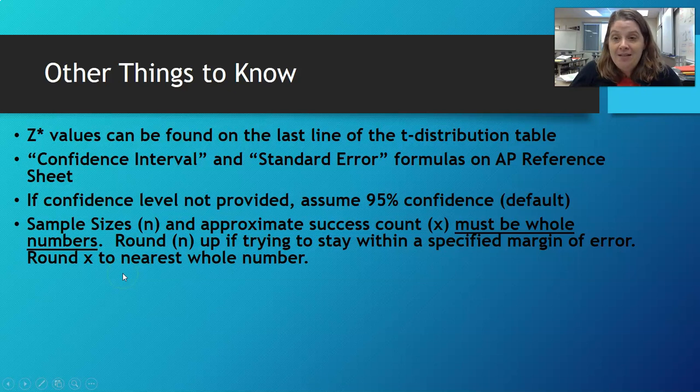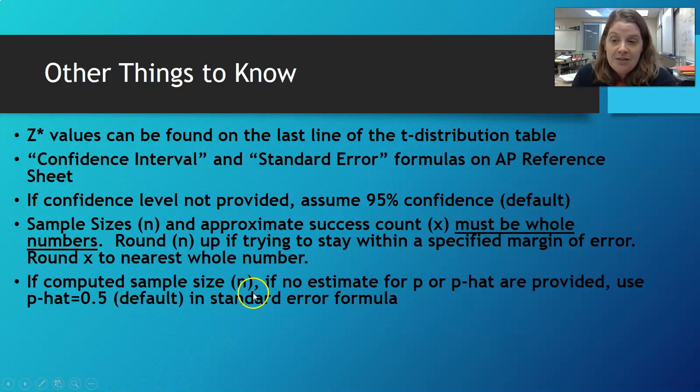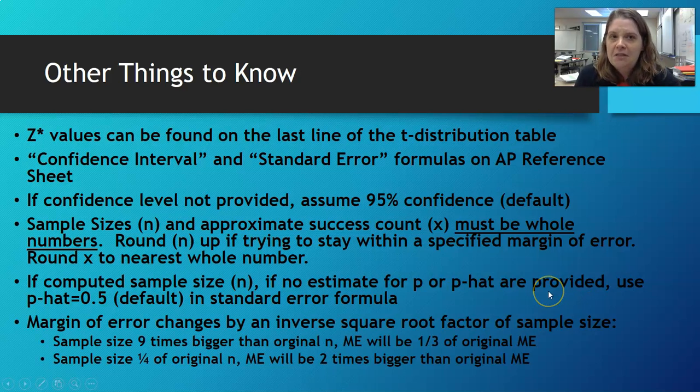Okay. Sample sizes. Remember, sample sizes are n's, and approximate success counts are x's. Those have to be whole numbers. So you're going to round n up if you're trying to stay within that specified margin of error, because that's going to keep you within the margin of error. But for the x's, you're just going to round to the nearest whole number. Your calculator does not like it when you try to put a decimal in for x or n in any of those fields. They have to be whole numbers. Okay. If you're computing a sample size n and there's no estimate for p or p-hat provided, then use 50%. That's that default in the standard error formula. That is considered to be a modest, reasonable, generous estimate.